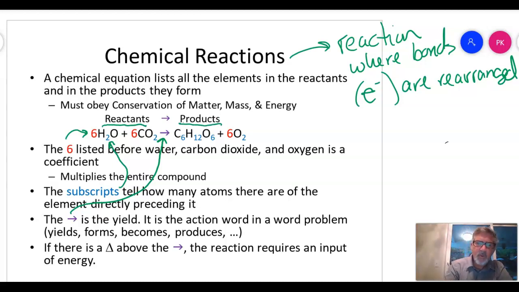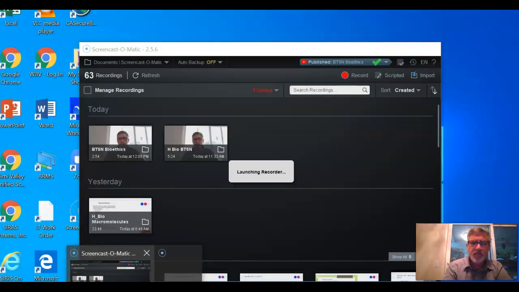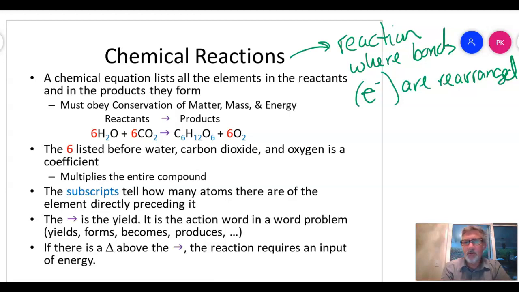All right, so let me erase some of that stuff here. I'll get back to it. There you go. So if I look at this reaction, 6 waters and 6 carbon dioxides yield C6H12O6, otherwise known as glucose, and oxygen. So that's our basic photosynthesis reaction.